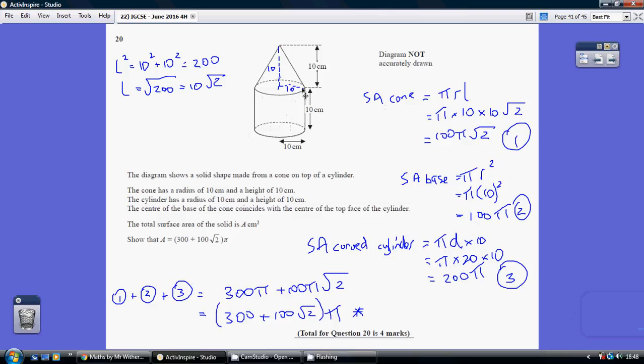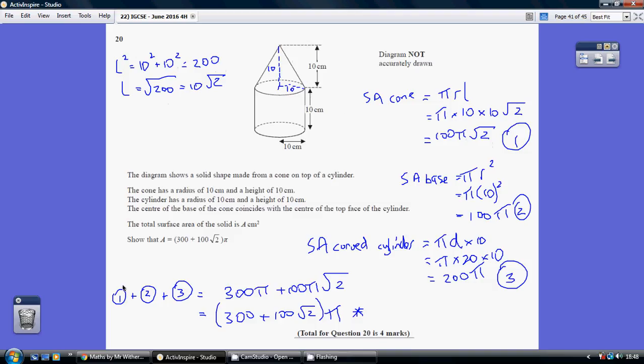That's a length of 10, that's a length of 10. The hypotenuse we get from saying the hypotenuse squared equals 10 squared plus 10 squared, which is 200. So L, that curved length there, is the square root of 200, which is 10 root 2. So back to the formula, the surface area of a cone comprises pi times the radius times the diagonal length, so pi times 10 root 2, which is 100 pi root 2.